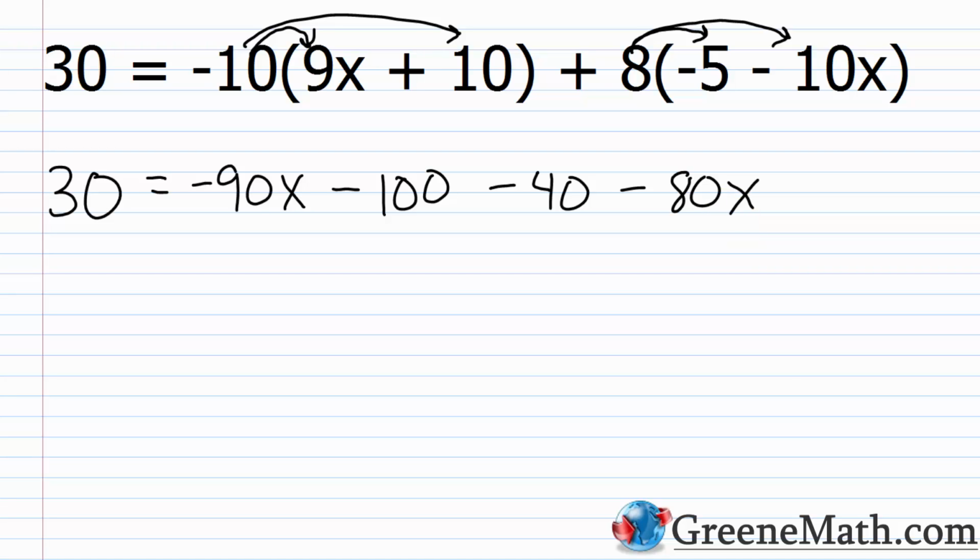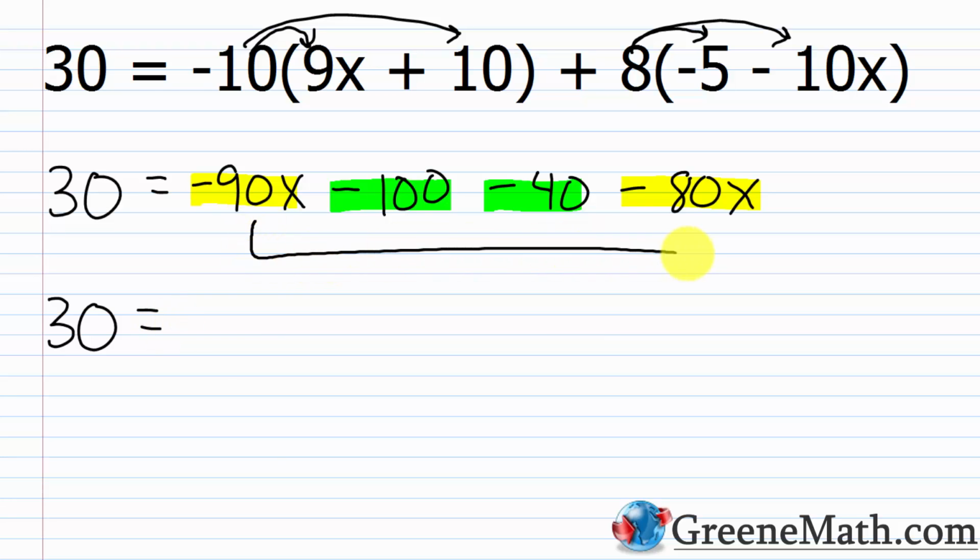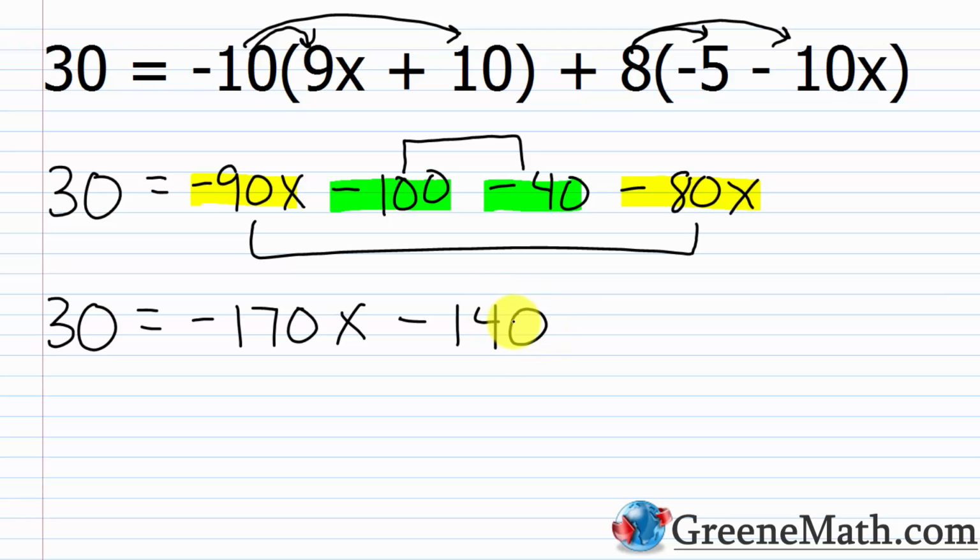All right. So now we want to combine like terms. And basically, you can see that we have negative 90x and we have negative 80x. Those can be combined. And we also have negative 100 and negative 40. Those can be combined as well. So we have 30 on the left. That's not changing. On the right, negative 90x minus 80x, or negative 90x plus negative 80x, however you want to think about that. That's going to give me negative 170x. Then I'm going to have negative 100 minus 40. That's minus 140.